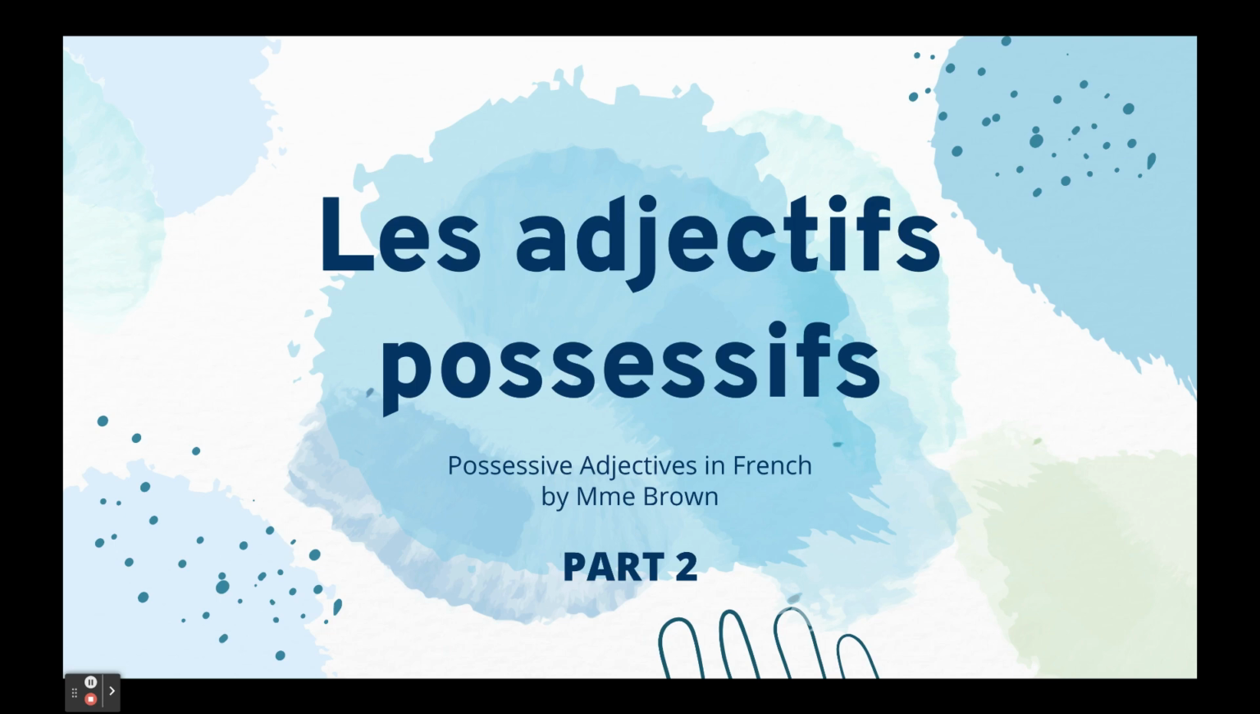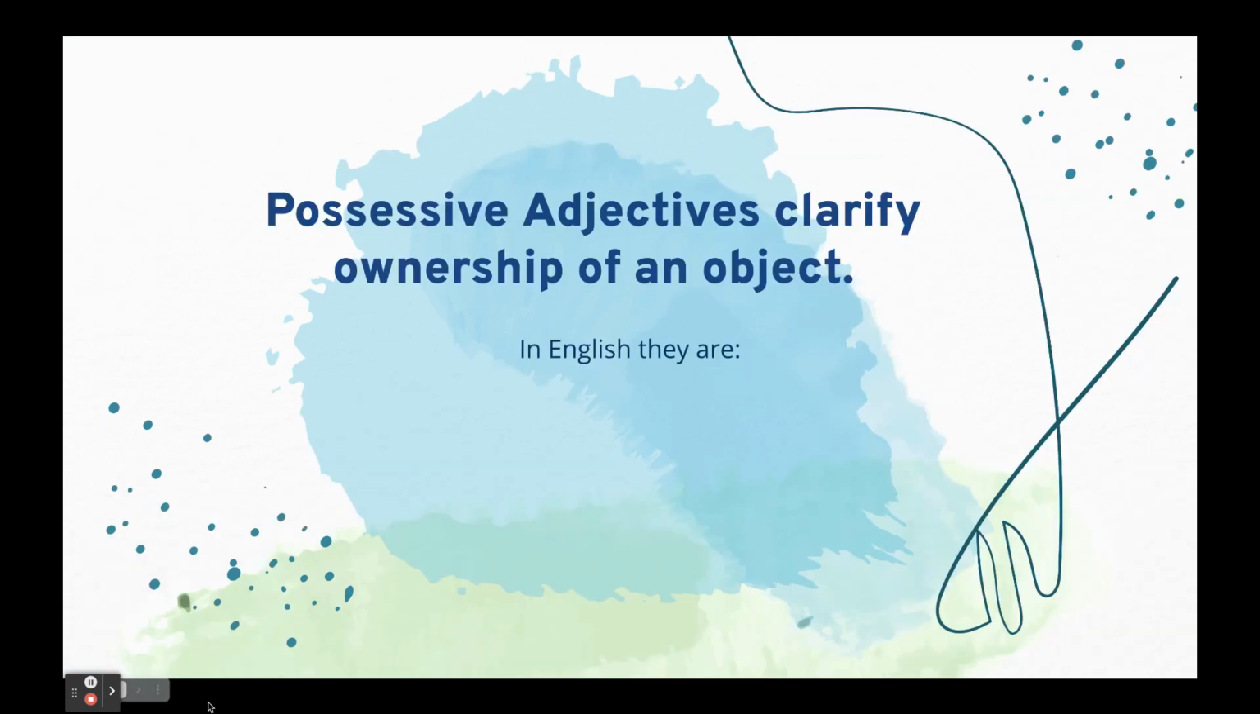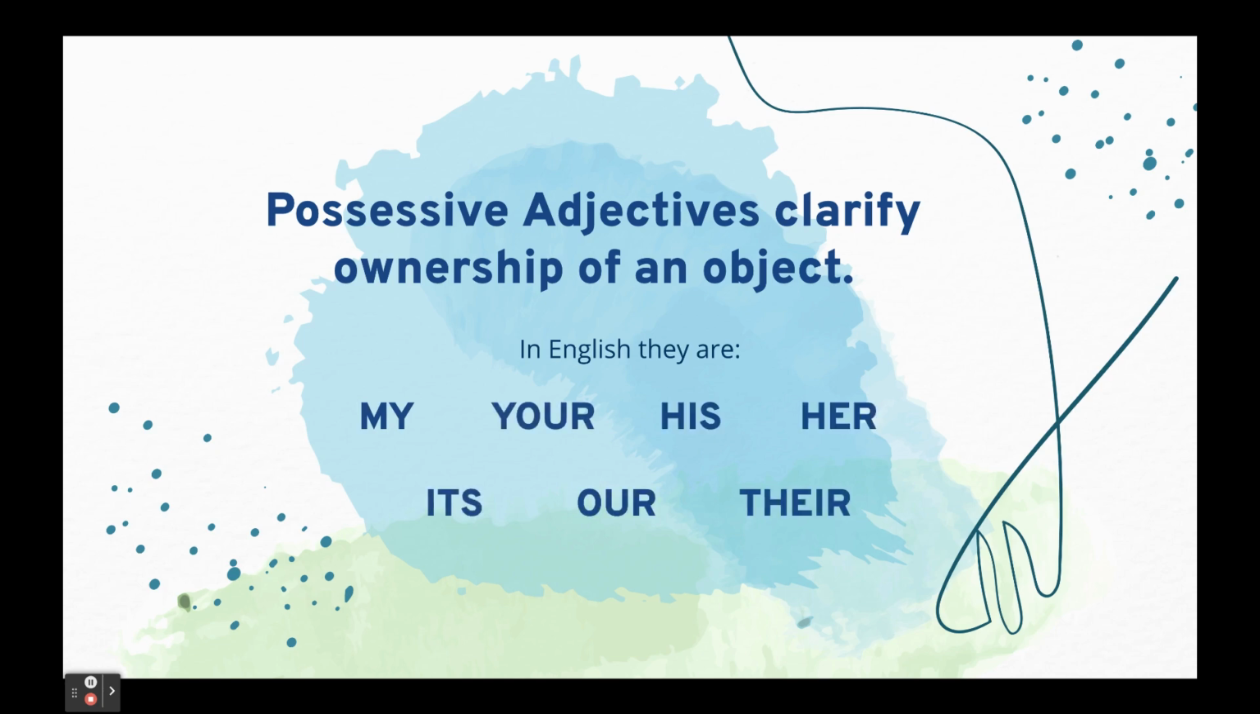This is the second part of two videos on the possessive adjectives en français, of course. Looking again, just to review from the first video, what are possessive adjectives? Possessive adjectives clarify the ownership of an object. So in English, they are my, your, his, her, its, our, and their.